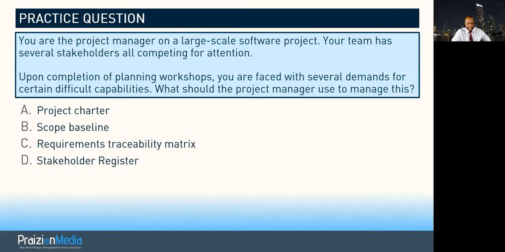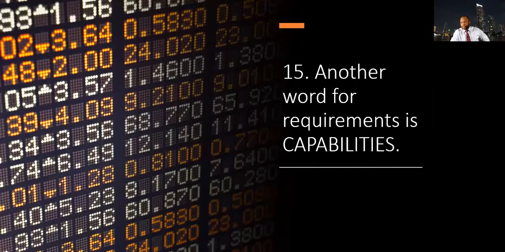and let's take a quick look at the rule. This is a rule that will help you on any similar questions. Here it is. Another word for requirements is capabilities. I bet you see the train coming now. You know where this is going, don't you?